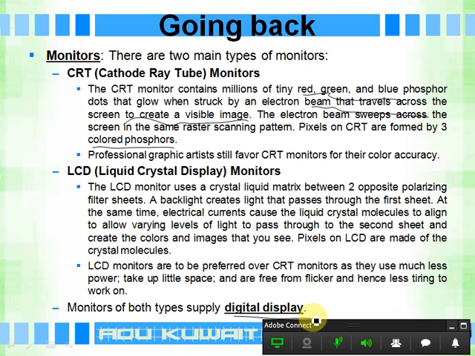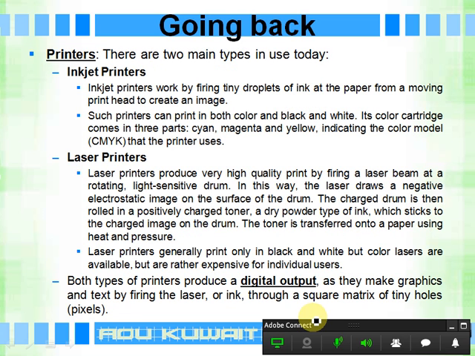So the monitors, LCD and CRT, both display the digital format. They're called digital display monitors. Okay, this is about the monitors. Coming to the printers, there are two main types: the inkjet printer and the laser printer.